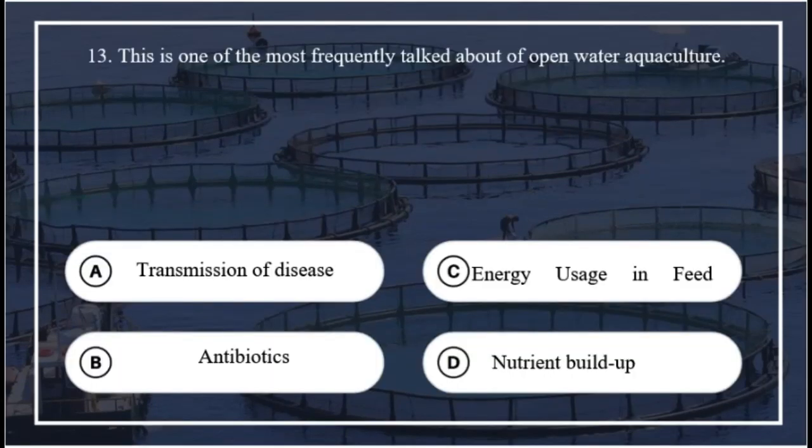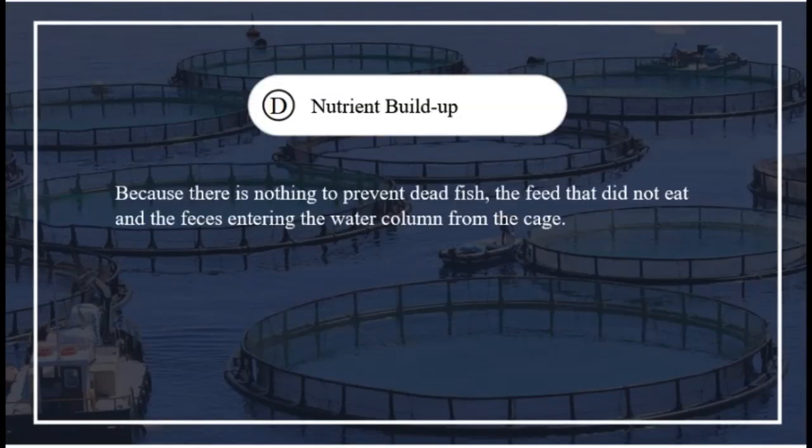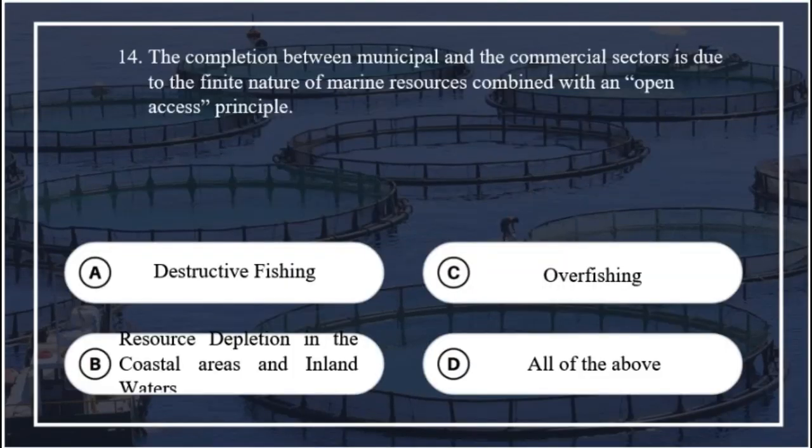13. This is one of the most frequently talked about of open water aquaculture. A. Transmission of disease. B. Antibiotics. C. Energy usage in feed production. D. Nutrient buildup. Answer. D. Because there is nothing to prevent dead fish, the feed that did not get eaten, and the feces from entering the water column from the cage.